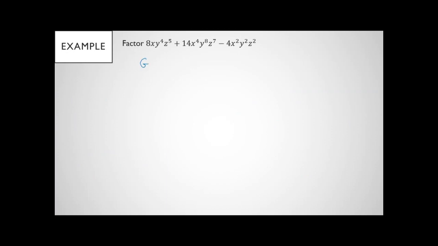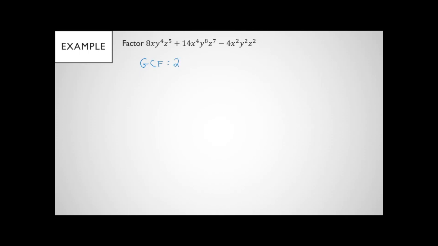So first is the greatest common factor. So I'm going to start with the numbers. I got 8, 14, and 4. I can divide 4 out of 8 and 4, but not 14. But I can divide 2 out of 14 as well as 4 and 8. So 2 is going to be the number that we can divide out of all of those.